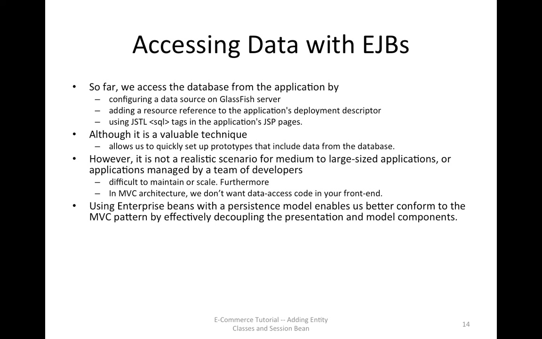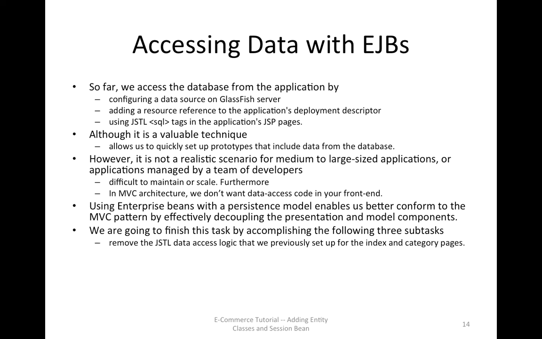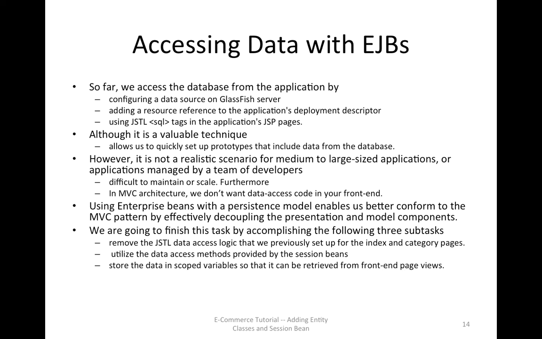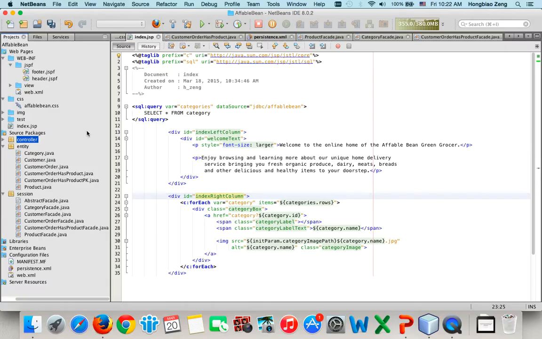Using enterprise beans with a persistent model enables us to better conform to the MVC pattern by effectively decoupling the presentation and the model components. We are going to finish this task by accomplishing the following three subtasks. First, we remove the JSTL data access logic that we previously set up for the index and the category pages. Then we utilize the data access methods provided by the session beans. Then we store the data in scoped variables so that it can be retrieved from front-end page views. Let us do our last task, accessing data with EJB.